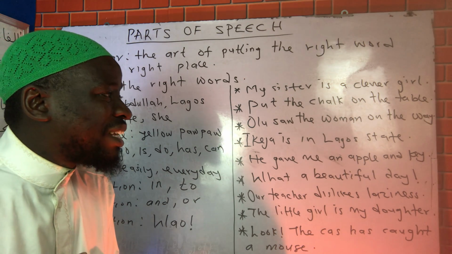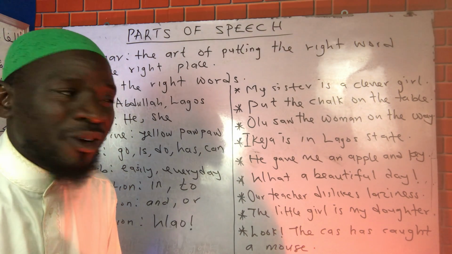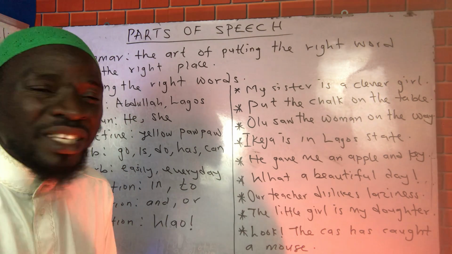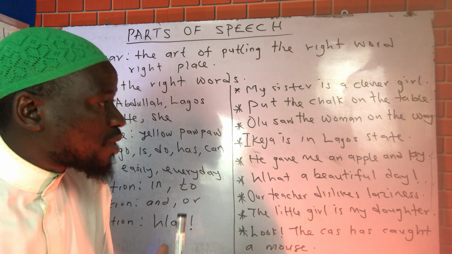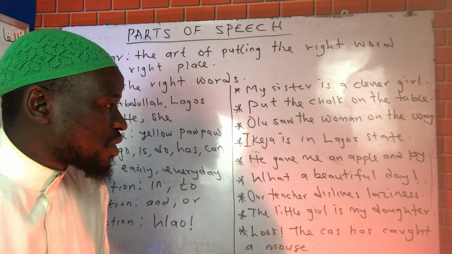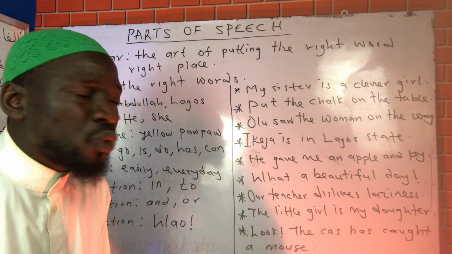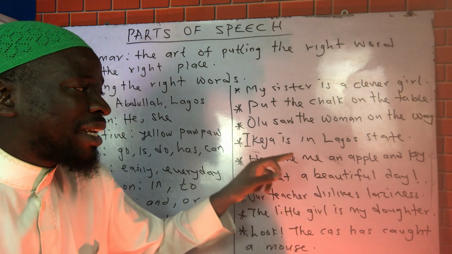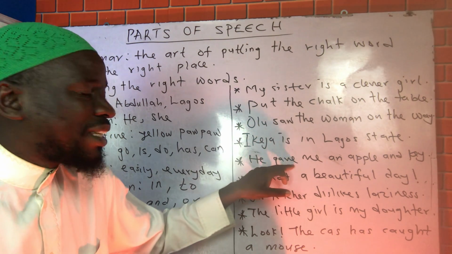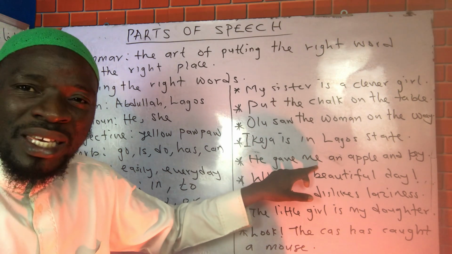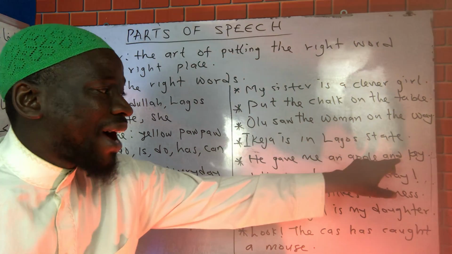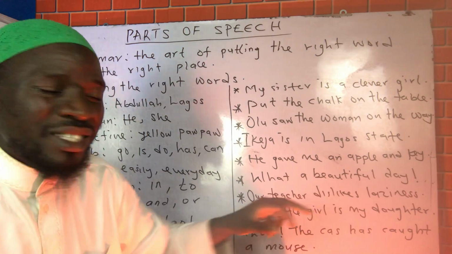Ikeja is in Lagos State. When we say Lagos, it's the name of a particular place. So we have Ikeja to be the name of a particular place as well. Then is is a verb, in is a preposition. He gave me an apple and key. We have he, which is a pronoun. Then gave, a verb, me, a pronoun, an, an article, apple, a noun, and, a conjunction, key is a noun.